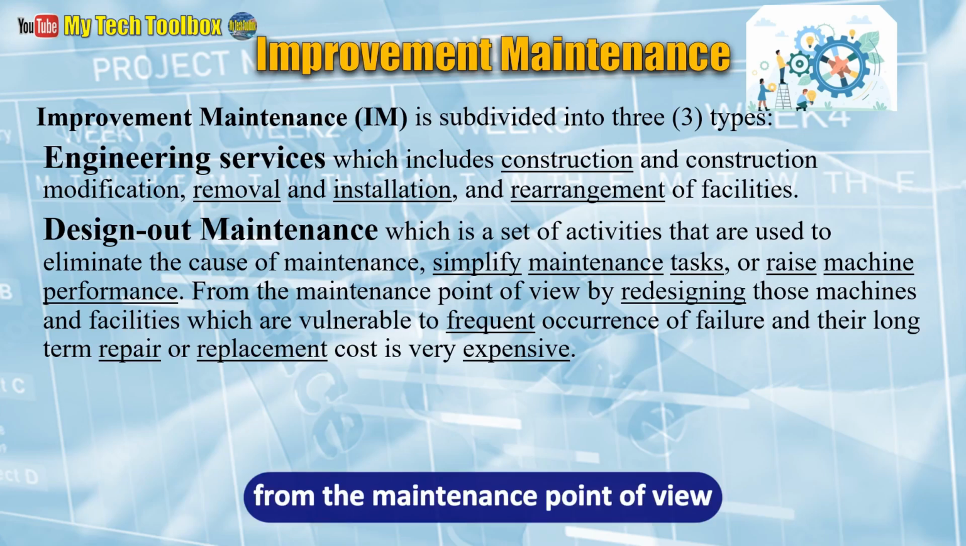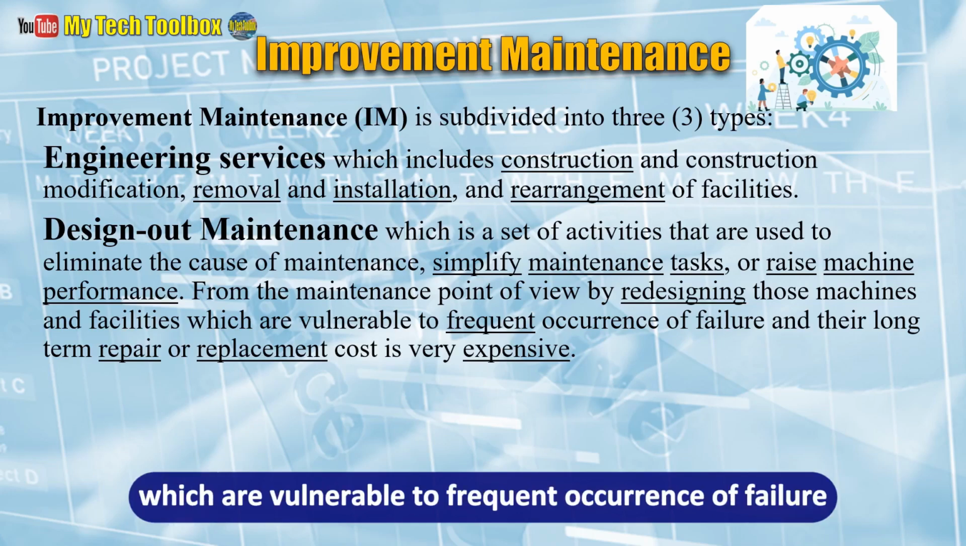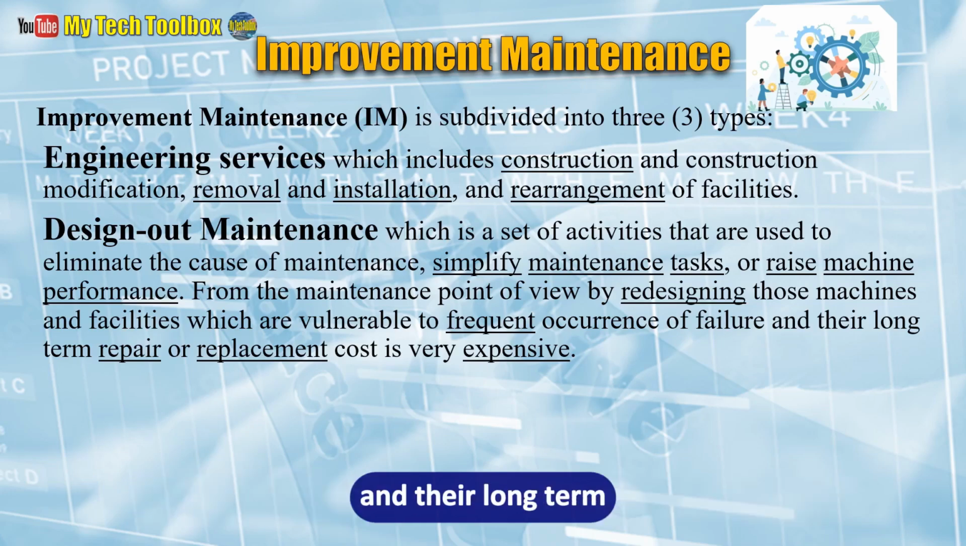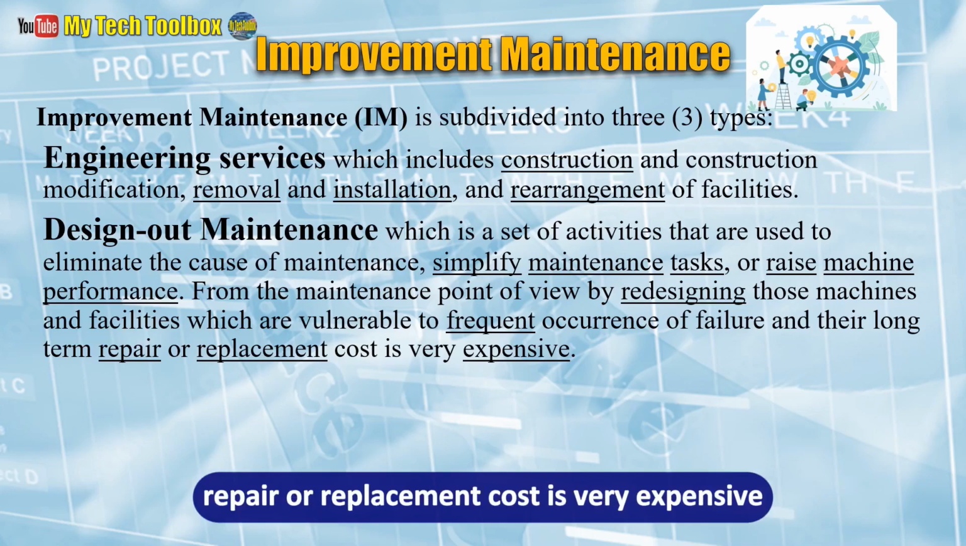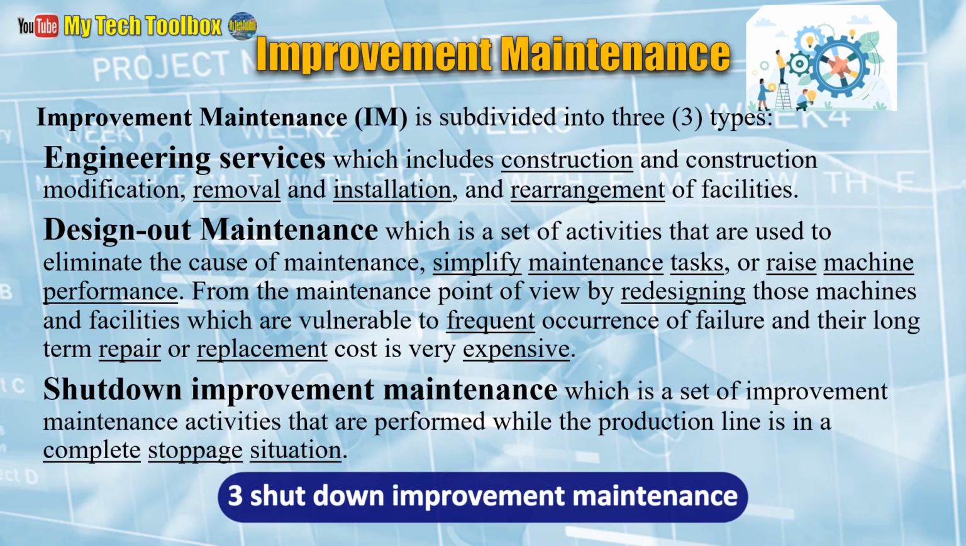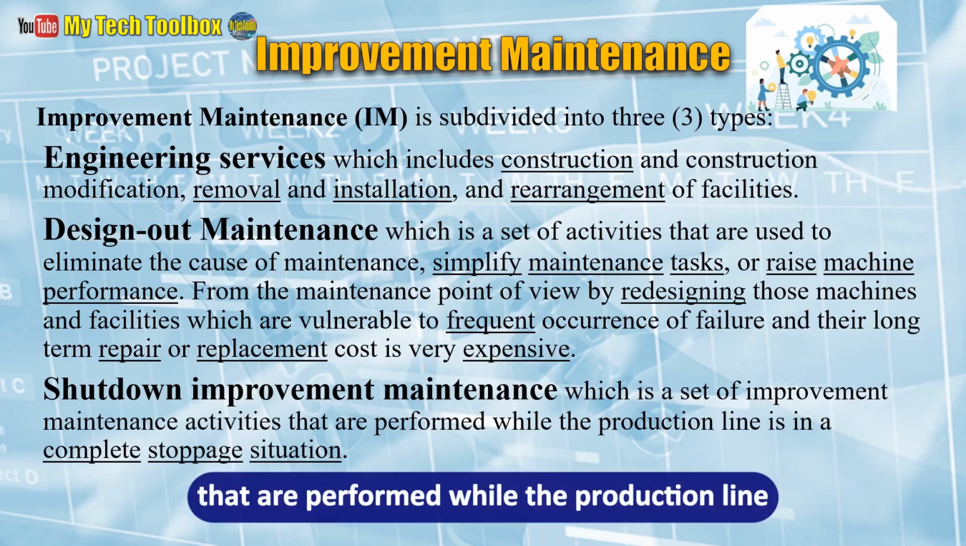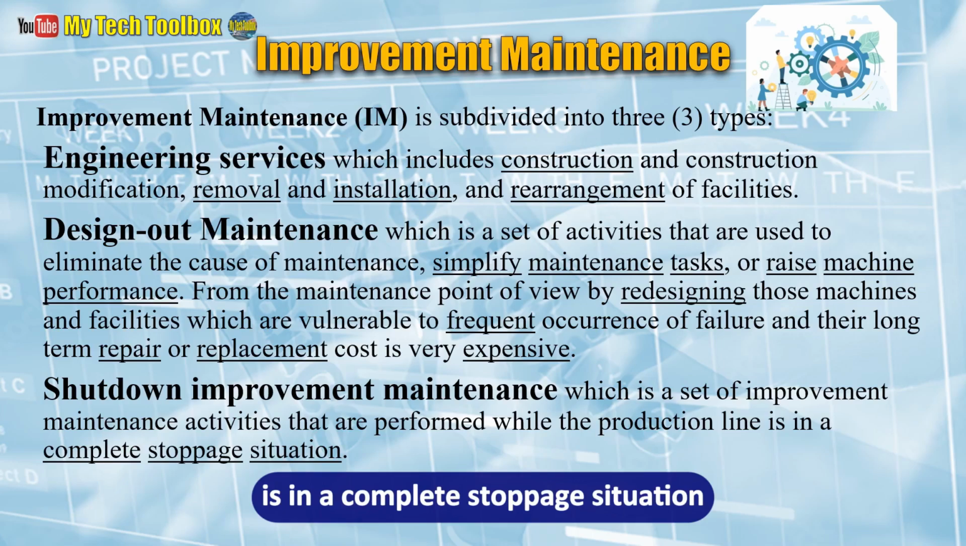From the maintenance point of view, this is done by redesigning those machines and facilities which are vulnerable to frequent occurrence of failure, and their long-term repair or replacement cost is very expensive. 3. Shutdown improvement maintenance, which is a set of improvement maintenance activities that are performed while the production line is in a complete stoppage situation.